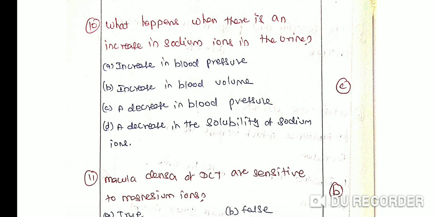Next question: what happens when there is an increase in sodium ions in the urine? Option A, increase in blood pressure. Option B, increase in blood volume. Option C, decrease in blood pressure. Option D, a decrease in the solubility of sodium ions. The correct answer is option C, a decrease in blood pressure. Explanation: more sodium in the urine or fewer potassium ions in the urine can lead to a decrease in the blood pressure and the blood volume. This can be due to the hyposecretion of aldosterone.